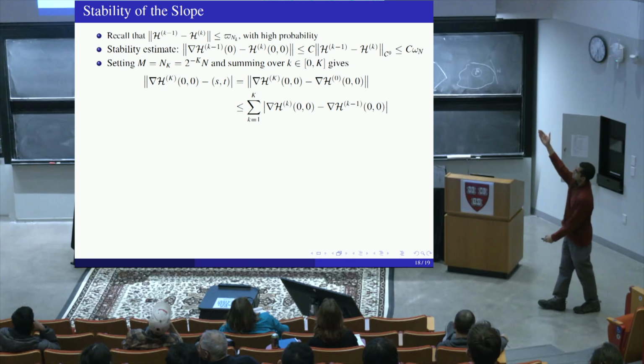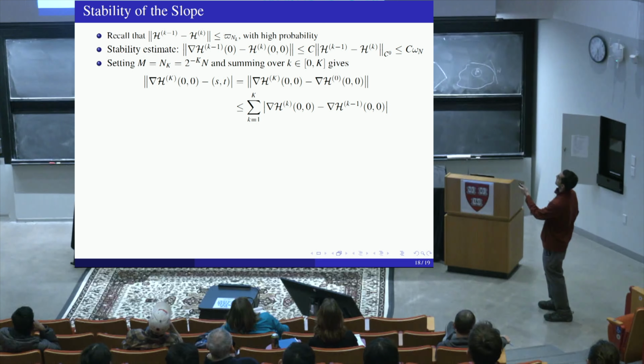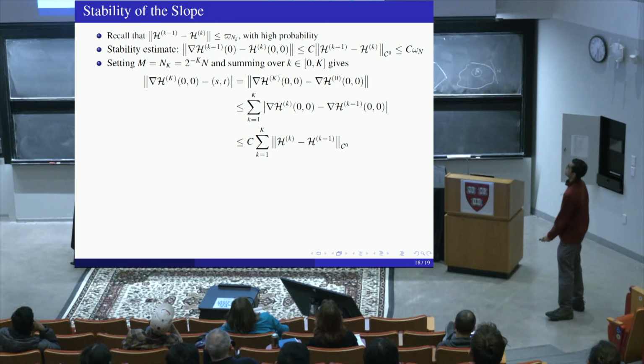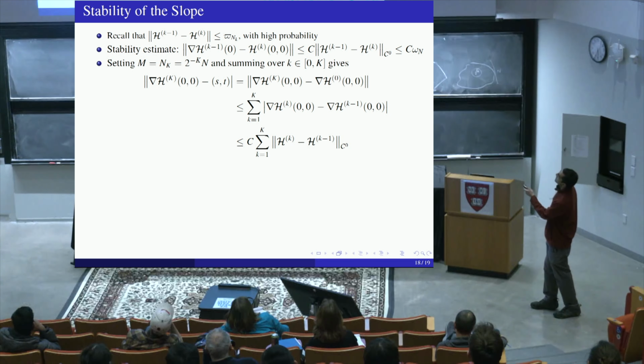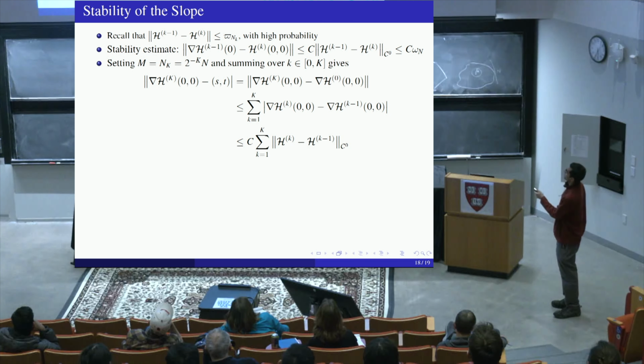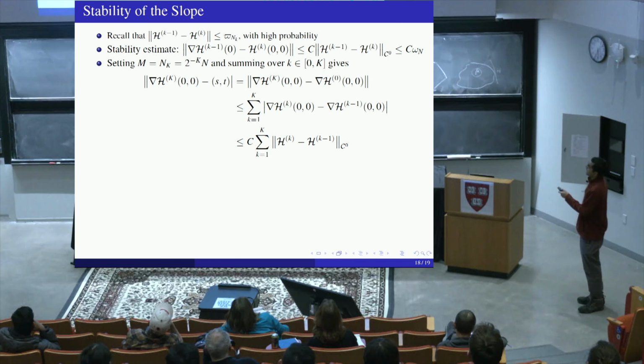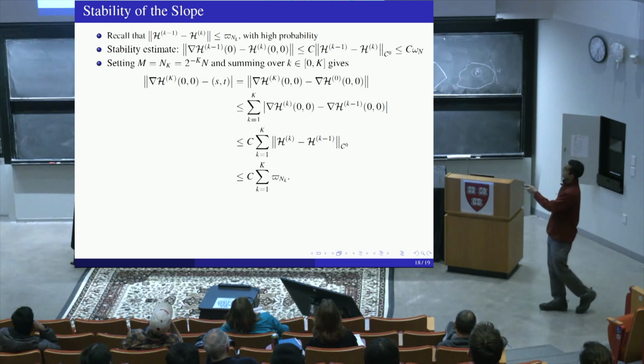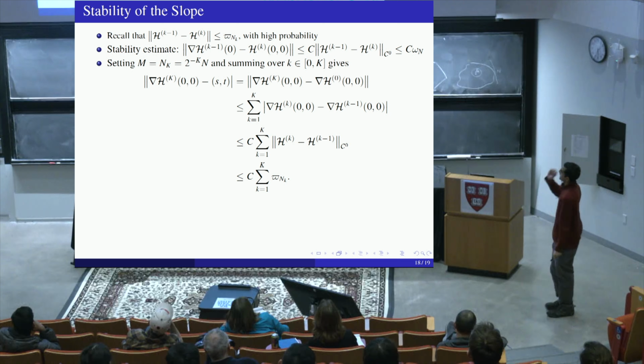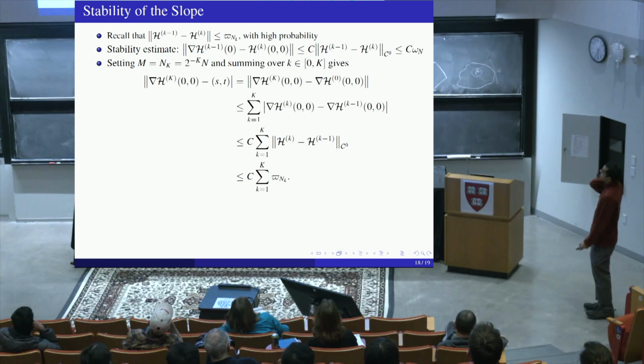By the triangle inequality, I can sum up over the consecutive differences between the gradient of hk and hk minus 1. I apply the C0 to C1 bound to bound this by a C0 norm of hk and hk minus 1. Then I apply the effective variational principle. This should be omegas instead of pi's, I guess, to get this bound here, which says that this is bounded by the sum of these omegas.